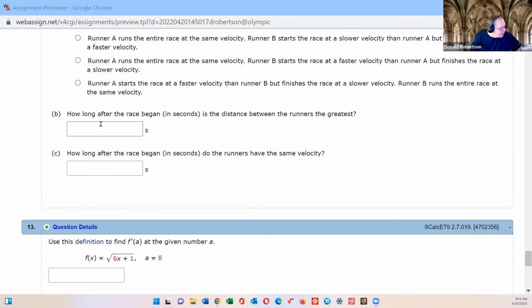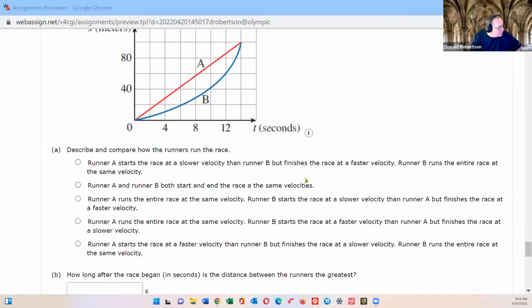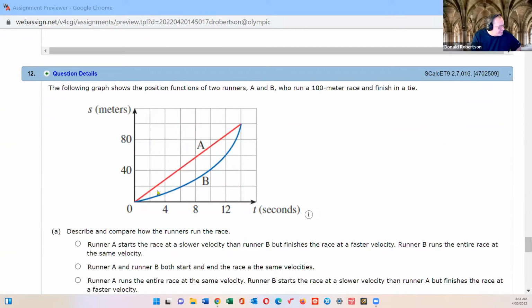Now, this question is, how long after the race began in seconds is the distance between the runners the greatest? And how long after the race began in seconds do the runners have the same velocity? Now, those are quite subtle questions. If you take vertical cuts through this graph, going up and down, the distance between the red and the blue, the vertical distance, isn't that how far apart they are?